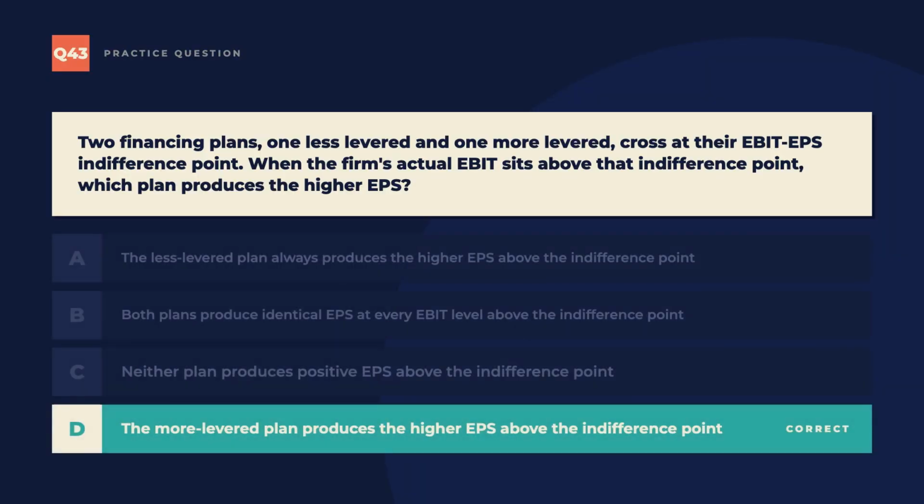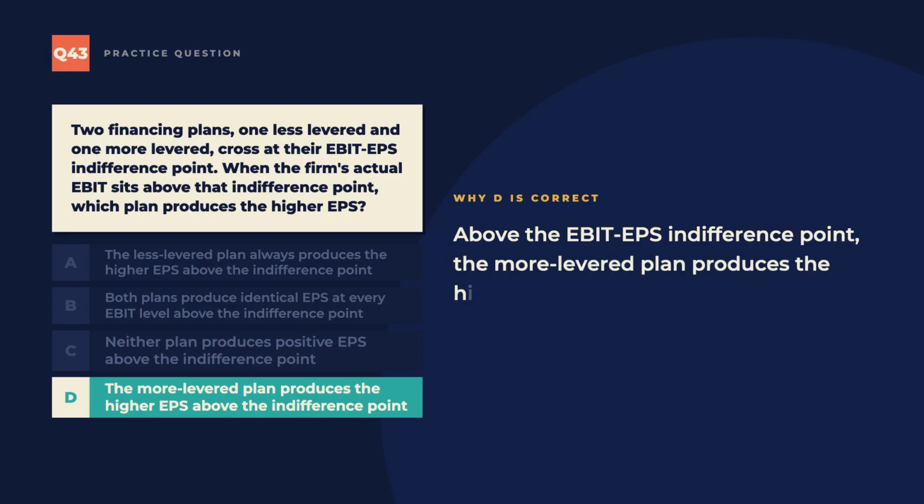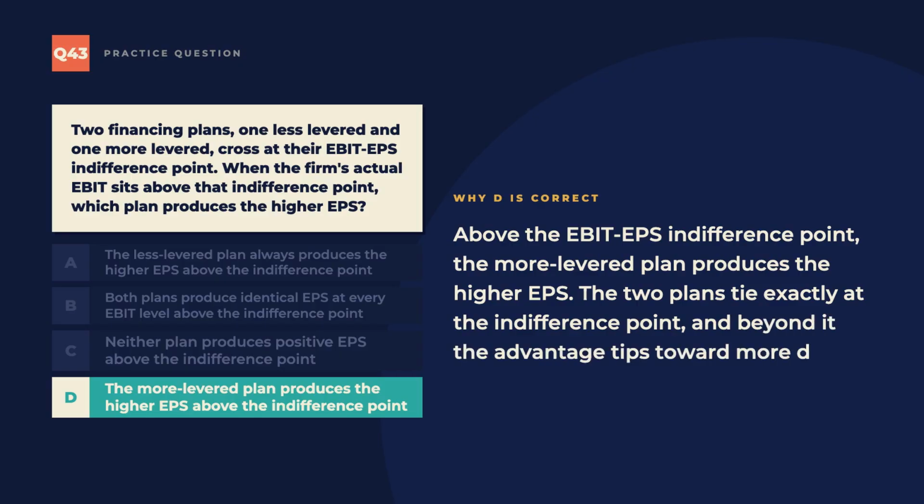The correct answer is D. The more levered plan produces the higher EPS above the indifference point. D is correct because above the EBIT-EPS indifference point, the more levered plan produces the higher EPS. The two plans tie exactly at the indifference point, and beyond it, the advantage tips toward more debt.